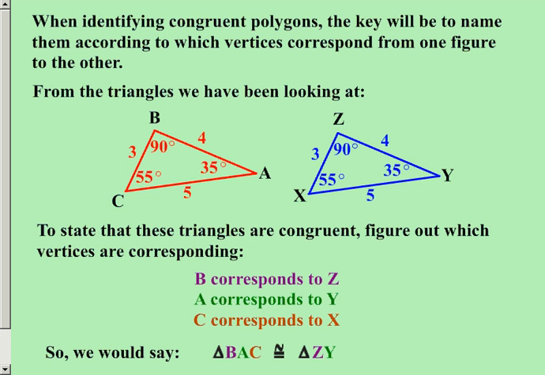Then vertex C and vertex X correspond to each other, and you've got your statement. Okay, triangle BAC is congruent to triangle ZYX. It does not matter which order you list the vertices in the first of the polygons that you list, which would be triangle BAC in our case, but once you have established the order by naming the first polygon, you must name the second one by exactly the same order.